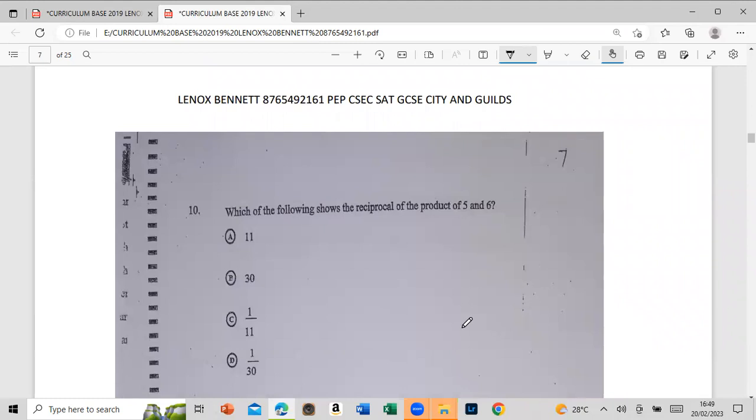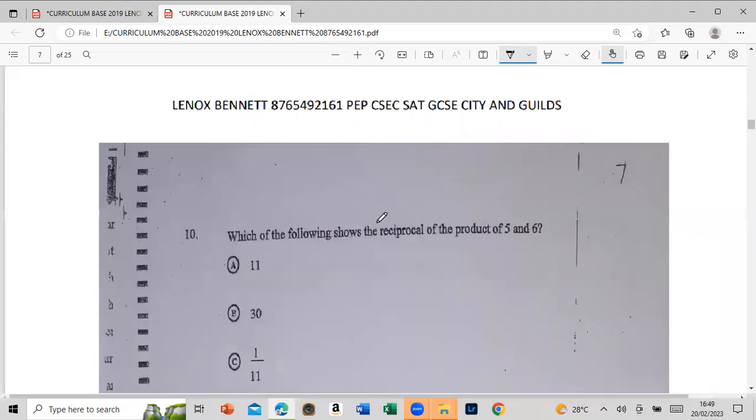Which of the following shows the reciprocal of the product of 5 and 6? So the key word right here is the word reciprocal. What does this word mean? You know what product means, right? What does the word product mean? The word product means multiply. So we say 5 times 6 is equal to 30.